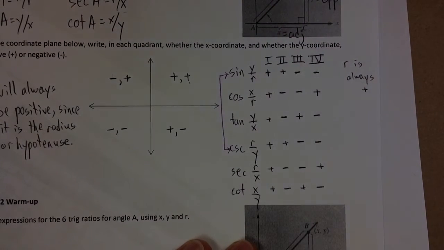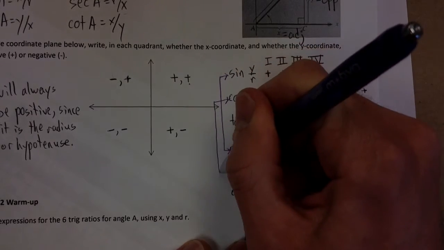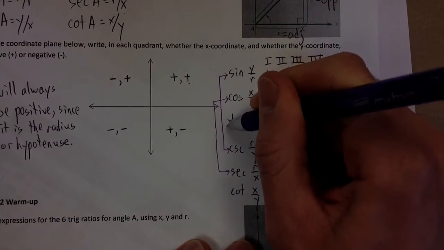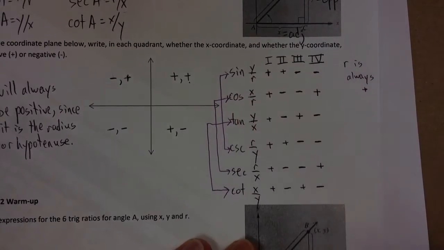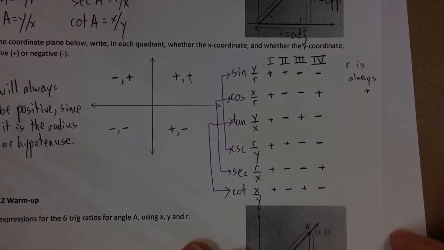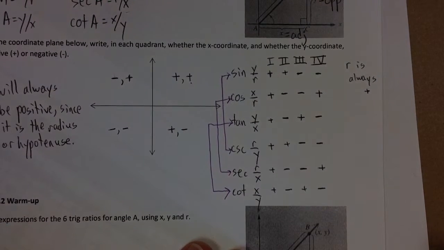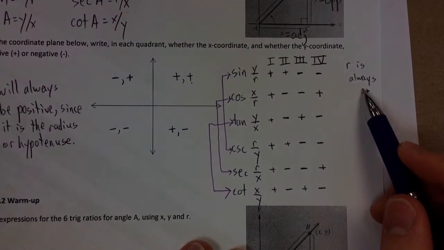Cosine is same as secant. And obviously tangent is the same thing as cotangent. Is Y always negative? Y is not always negative. Y is only negative in the third and fourth quadrant. Okay? R is always positive.